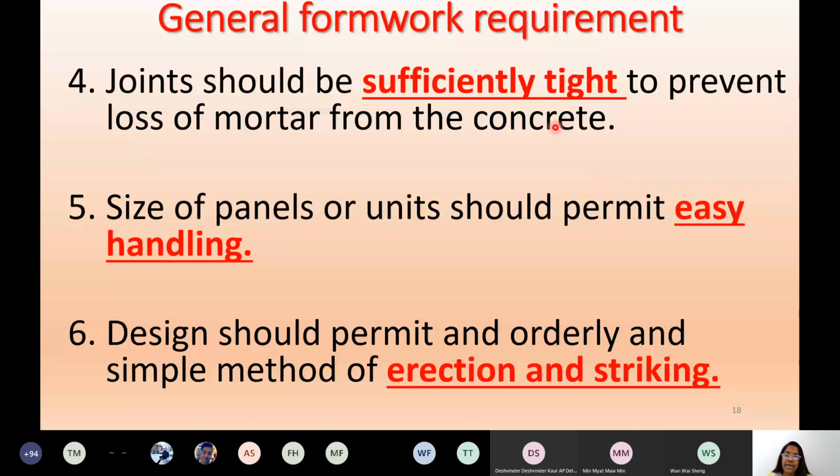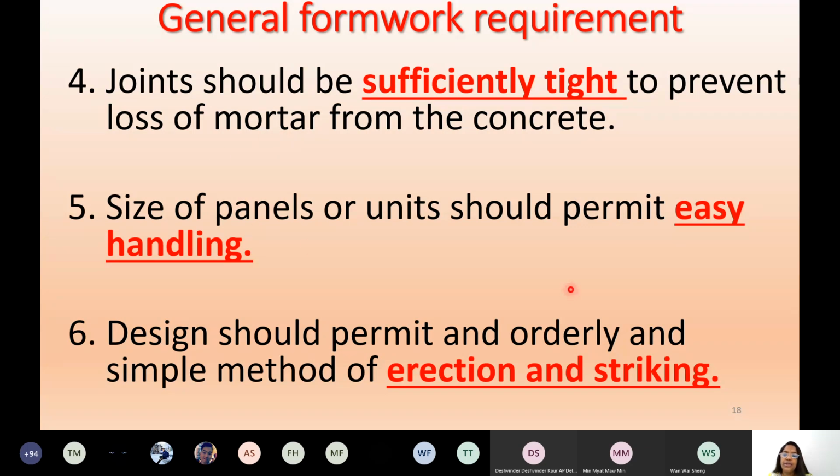Joints should be sufficiently tight. We keep saying joints should be tight and leak proof, to prevent loss of mortar from the concrete. It's not only loss of mortar, the shape might be changed. You don't get the smooth surface, right?